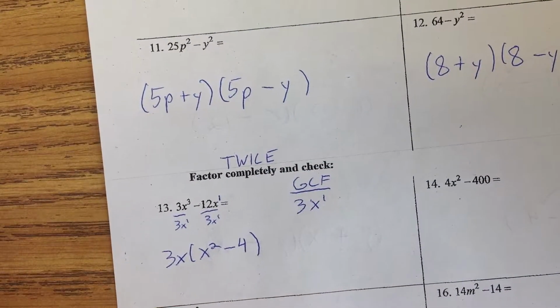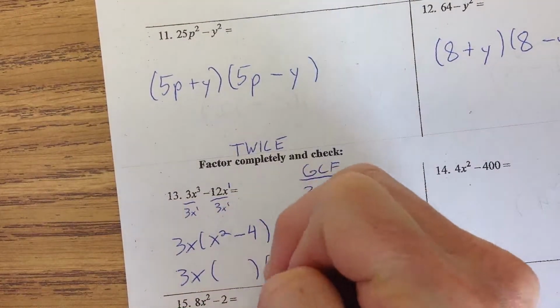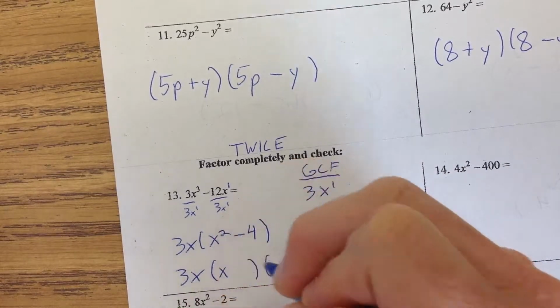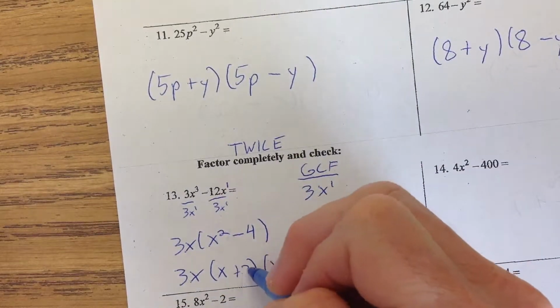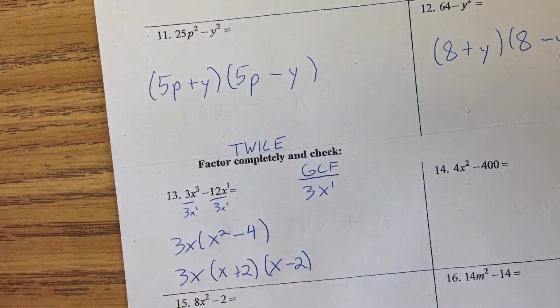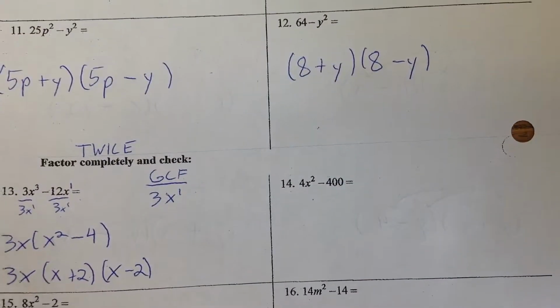That's step 1. Step 2 now is to go forward and say, all right, x squared minus 4 can really be x plus 2, x minus 2. Okay? So let's try another one of these.